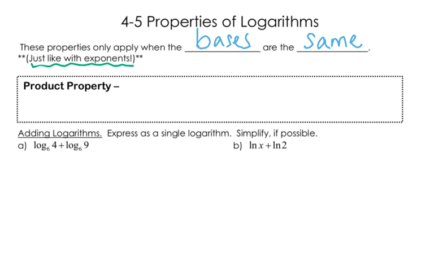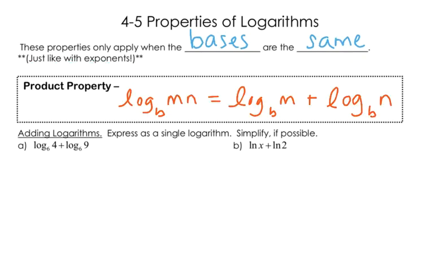The first property is the product property. Here's what this looks like. The log base b of m times n is equal to the log base b of m plus log base b of n. So if you have two values that you're multiplying together, you can actually break those into two separate logs by adding. And vice versa, you can go back and forth between the two of these.